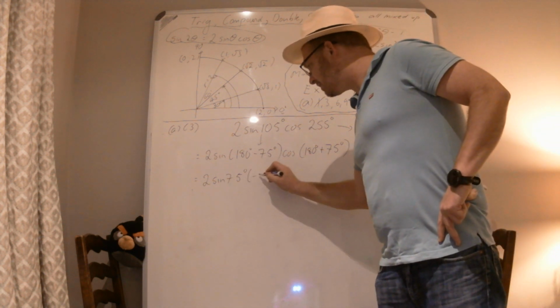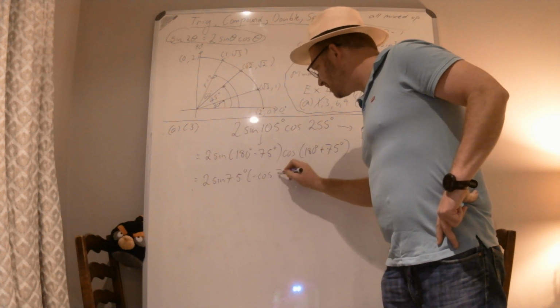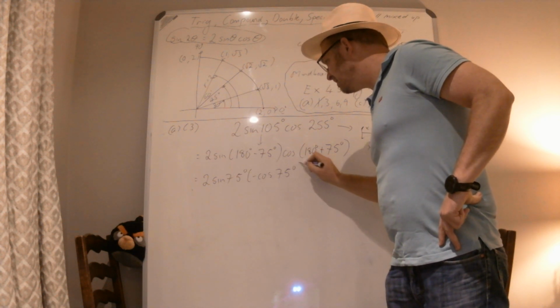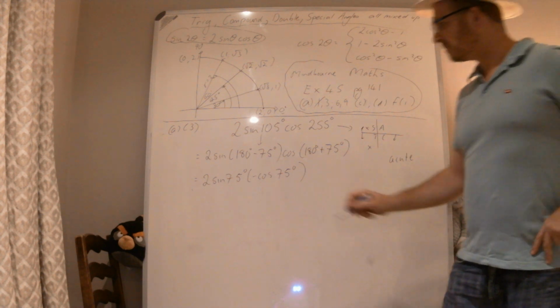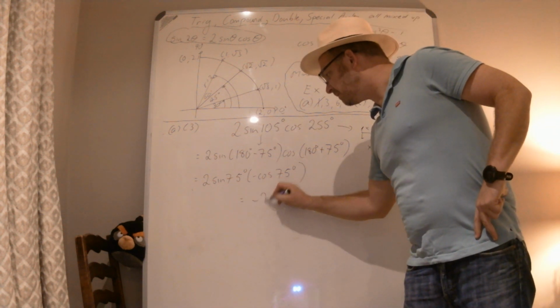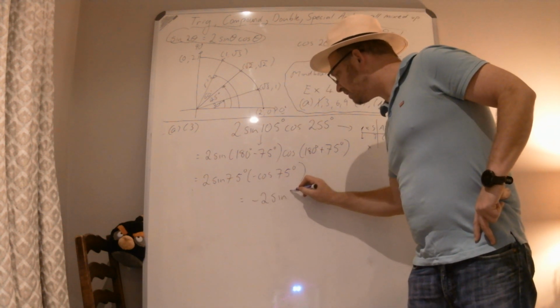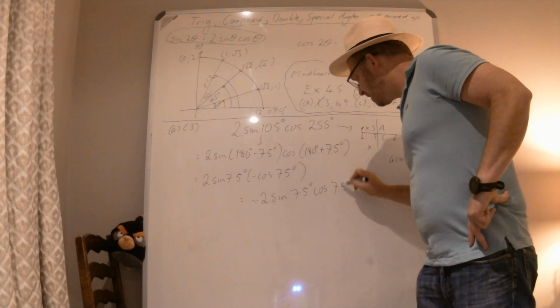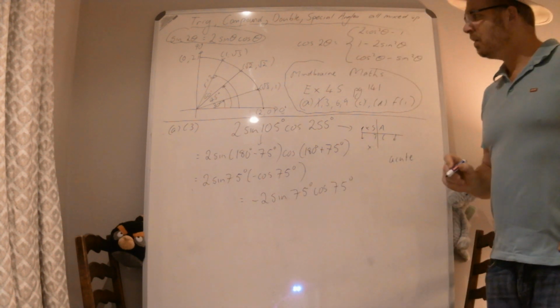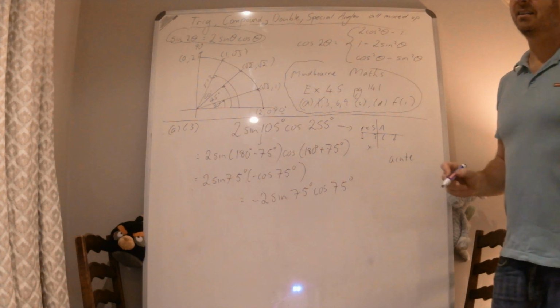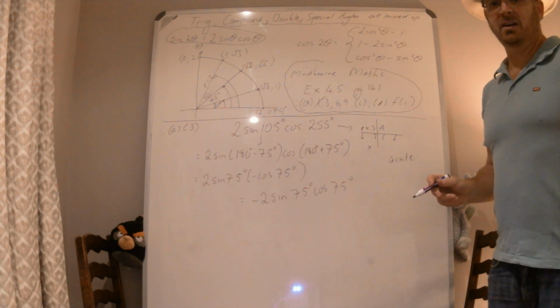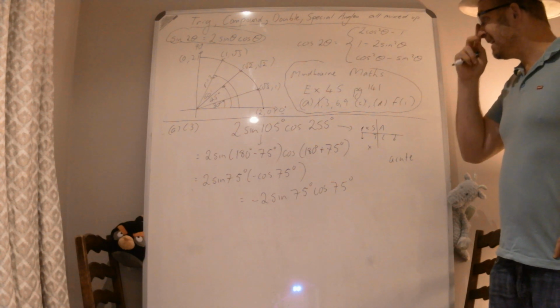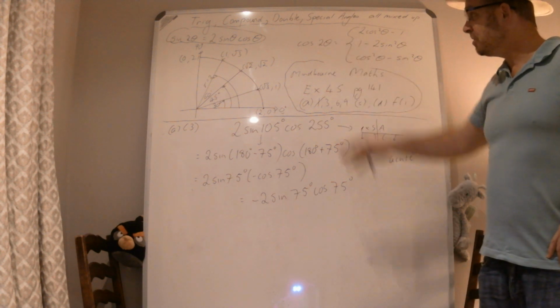Good, it becomes negative. So that's negative cos 75. And if we neaten that up, you should hopefully see a pattern now. I've got negative 2 sine 75 cos 75. And I always think this section is pretty fun. What purpose does it serve? I have absolutely no idea. Apart from that, it's really good at teaching you to use logic and formulas.